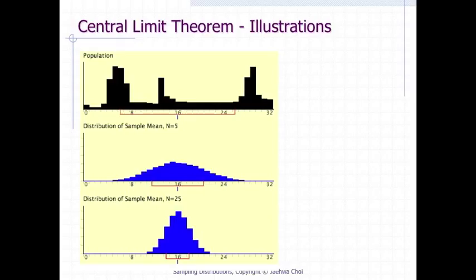The distribution of means for n equals 25 was created the same way, except that the sample size was 25 instead of 5. If you look closely, you can see that the sampling distributions do have a slight positive skew. Nevertheless, the distributions are much closer to a normal distribution than is the parent population, the one at the top.